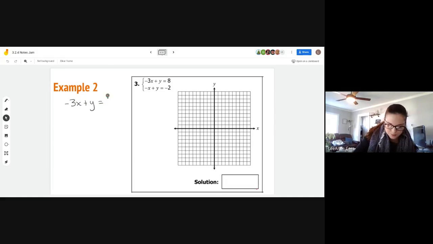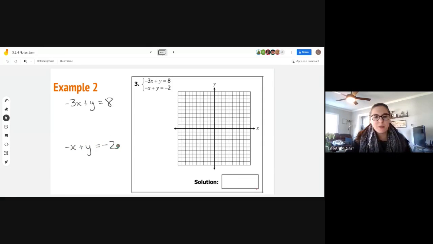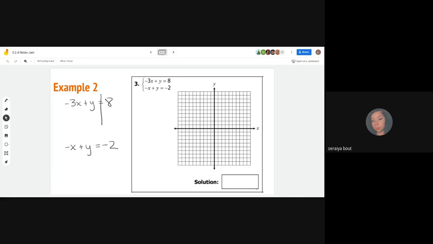So we're going to write out both of our equations. I'm going to use the space on the side to solve. And our goal is going to be to get y by itself. All right, so Soraya, I'm picking on you. Can you walk me through this first one? How would I get y by itself? What would I do? Hold on. Give me a second.